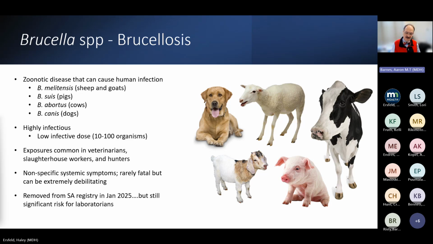So the symptoms are really nonspecific. They kind of look like a lot of other things. People confuse them for TB cases. They confuse them for malaria because it has an undulating fever pattern, a bunch of other things. But just because it's off the select agent list doesn't make it any less dangerous for those of us working in the lab. So it's still important. Next slide, please.